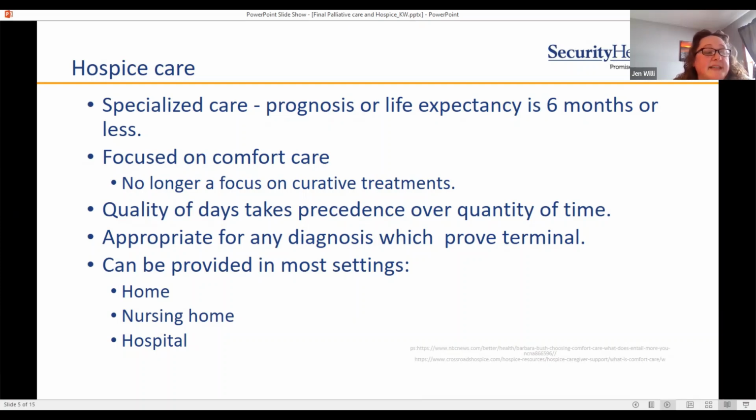It's important to understand that we all have a say in our treatment plans. When someone is given a diagnosis, they have a say in what type, if any, treatment they receive. This is a conversation for the patient, the family, and their doctor.